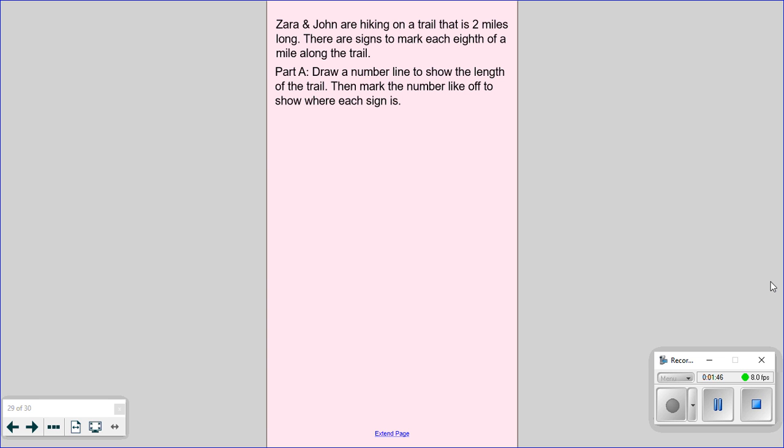Azalea? 2. Why is it ending at 2? Because the trail is 2 miles long. Yeah, my trail is 2 miles long. So my number line is going to go from 0 to 2.